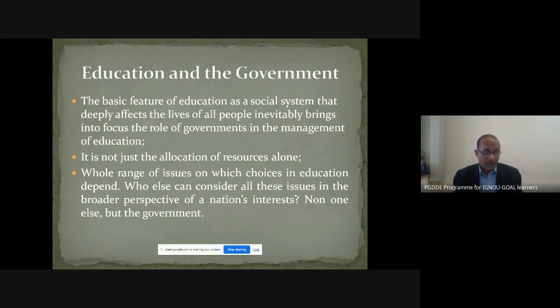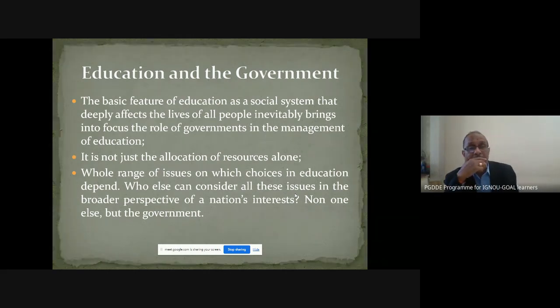There is a very close relation between education and the government. Education as a social system deeply affects the lives of people, which we already talked about. And the role of government: in most countries, particularly developing countries, education systems are in the domain of the government. Whether it is school education or higher education, governments manage that.